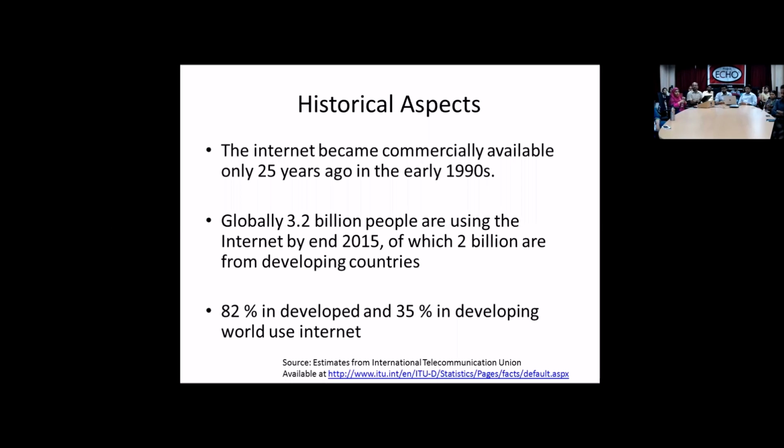Unlike my predecessors who started the historical sense from the Rigveda, I will have a very brief 25 years to cover. The internet became commercially available only in the last 25 years. Early 1990s was when the internet became available to everyone. One estimate from the International Telecommunication Union based in Switzerland says that about 3.2 billion people, about half the population, were using the internet by the end of 2015, of which about 2 billion come from the developing countries. In the developed world, 82% of people use the internet at home, and 35% of people use the internet at home in the developing world.